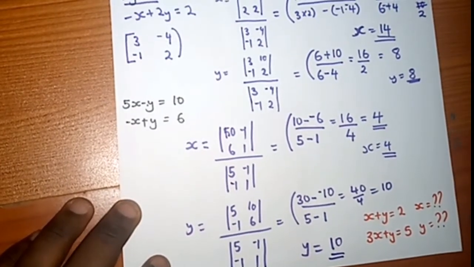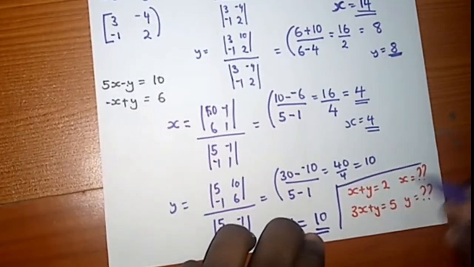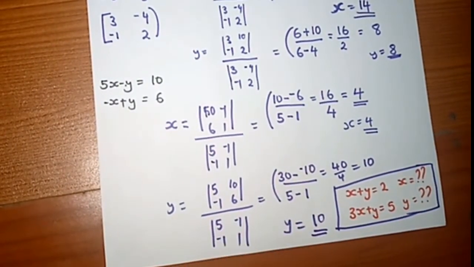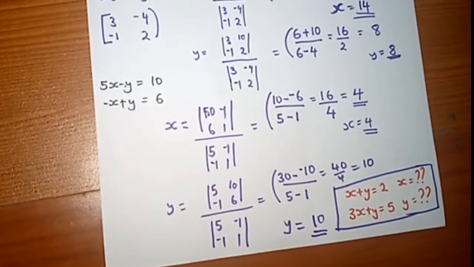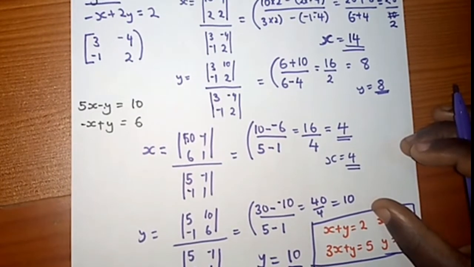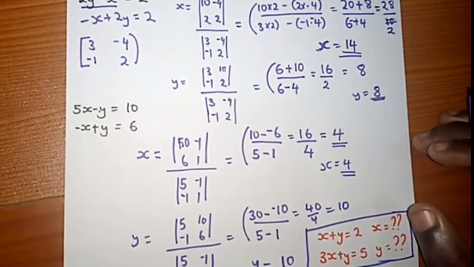So this is how we use the Cramer's rule. So you can try out this number here. You can pause the video and look at the number carefully so that you try it out in your time and see if you can manage it. So thank you very much. This is how I use the Cramer's rule.